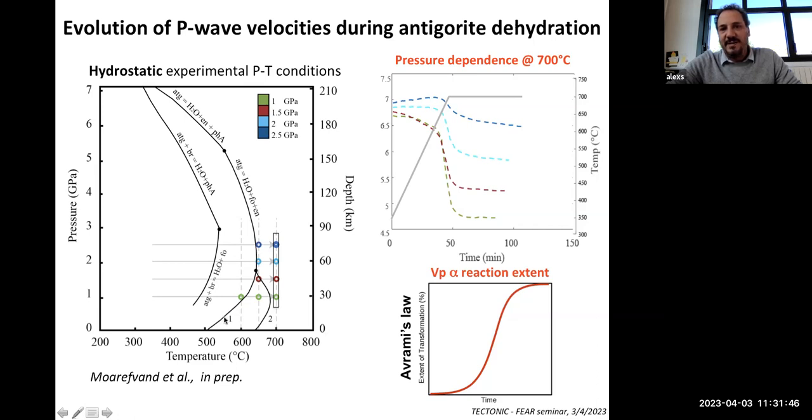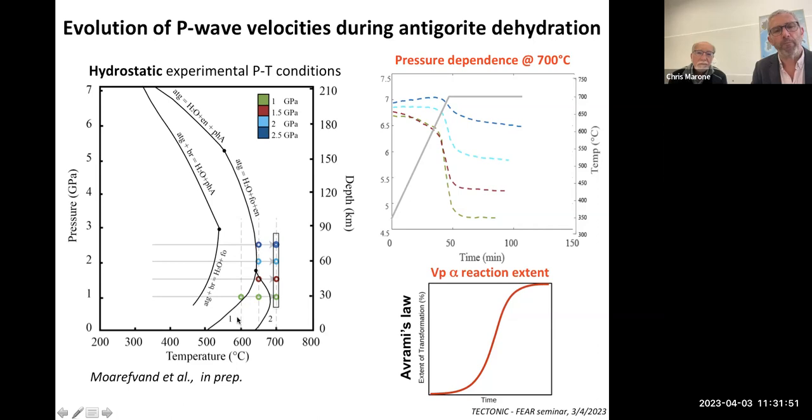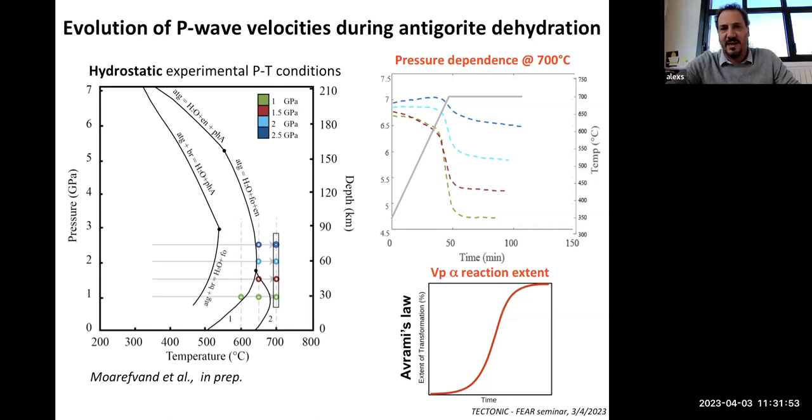However, because this is always delta S over delta V, the reaction enthalpy divided by the volume of reaction, at low pressure the products of the reaction actually have a larger volume than the reactants themselves.